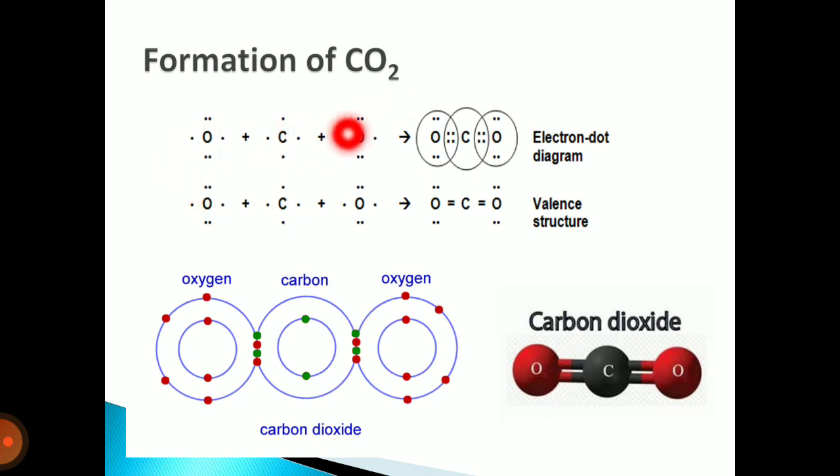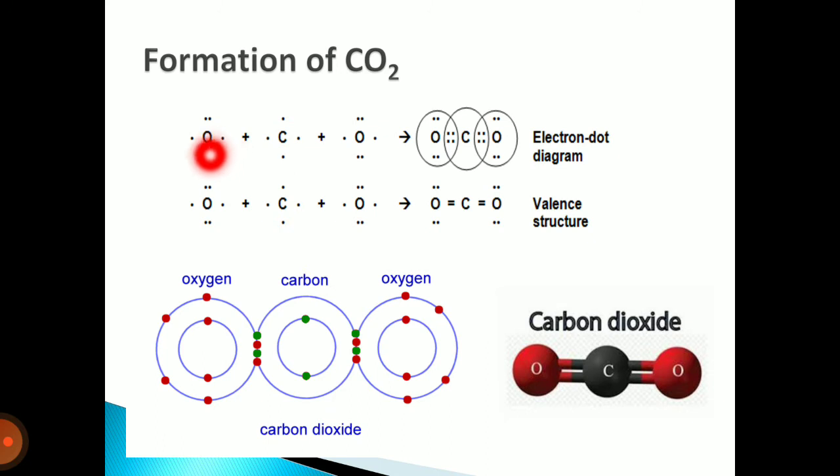So during the formation of CO2 molecule, we have at the center carbon with its 4 valence electrons and 2 oxygen atoms on either side of carbon with their 6 valence electrons. Okay. So oxygen atom contributes 2 electrons for sharing with the central carbon atom.